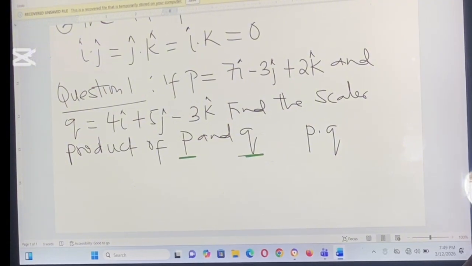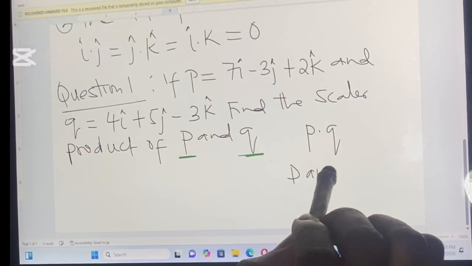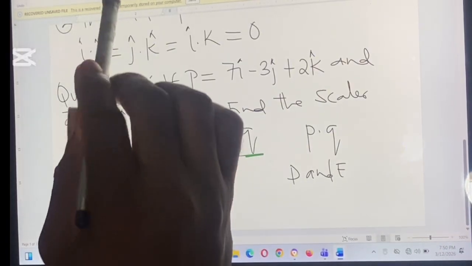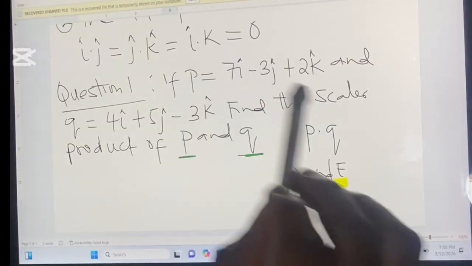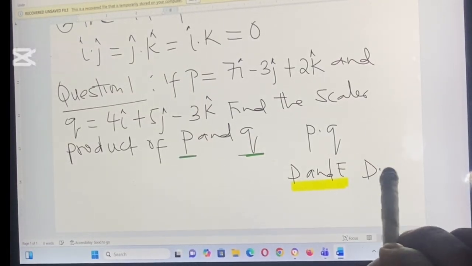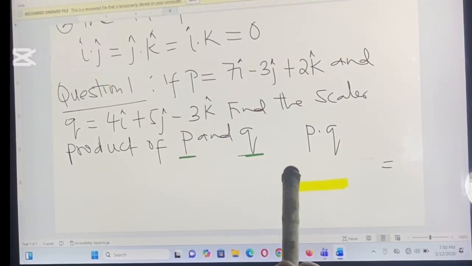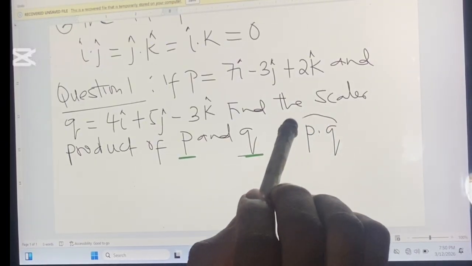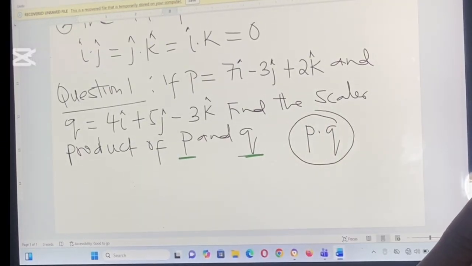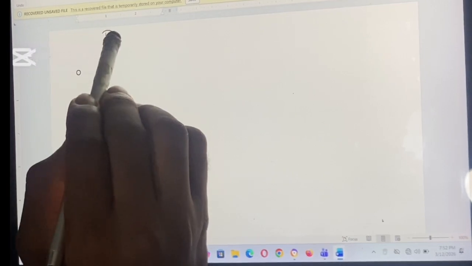So if I have two vectors D and E, and I'm asked to find the dot product of these two, it can also be expressed as D dot E. Please take note. So in this question here, we are asked to find the scalar product of P and Q. That means we are asked to find P dot Q. Okay, now let's solve this to understand this particular question perfectly.